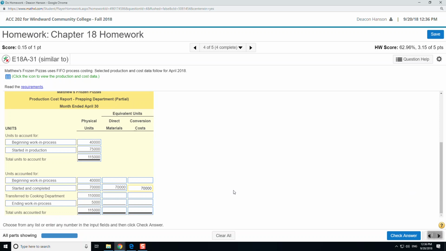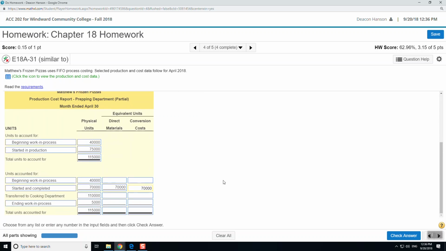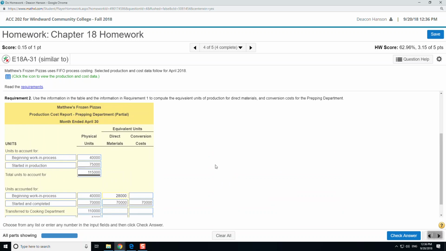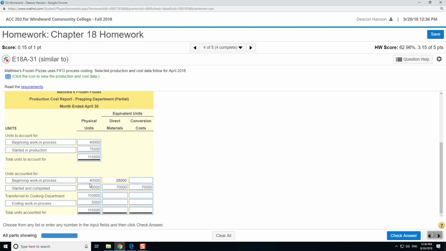100%. So this is where you're going to use, for direct material, you're going to use 70%. So 70% of 40 is 28,000. And then you're going to use 40%. So 40% of 40,000 is 16,000. Okay? Then you have 98, if you total it vertically, and 86.